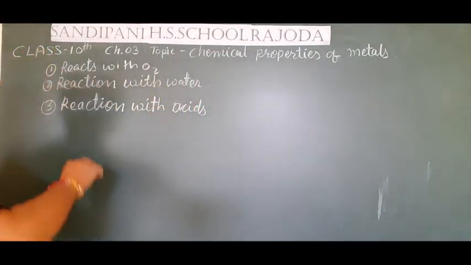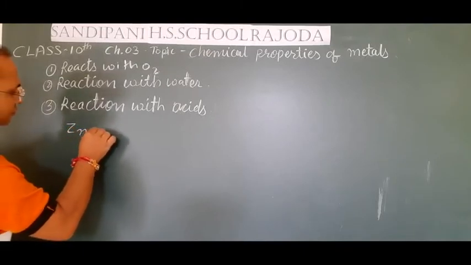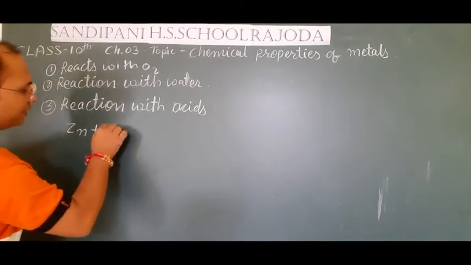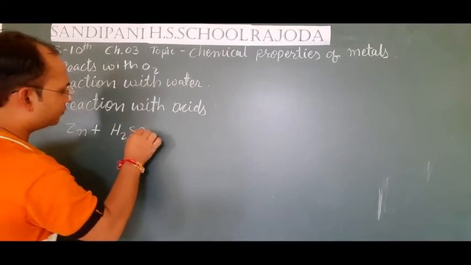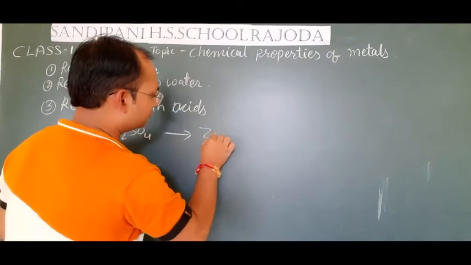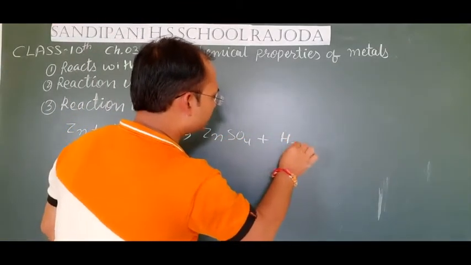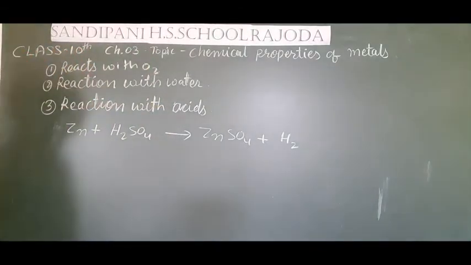First of all, we see the reaction of zinc with an acid, that is H2SO4. Then we see that zinc sulfate, ZnSO4, is produced and H2 hydrogen gas is liberated.